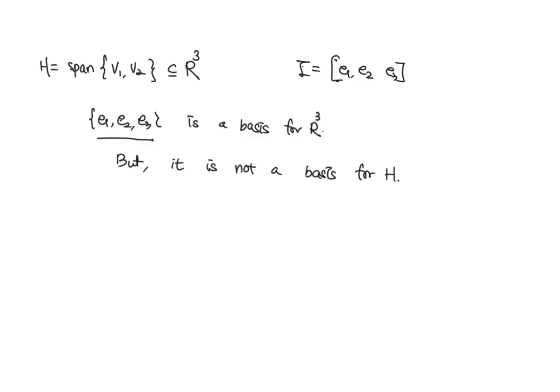I can prove that at least one of them is not contained in this set H. So this is not a basis for H space. But every year many students believe, I don't know why, that this set of e1, e2, e3 is a basis for even H space, which is not correct.